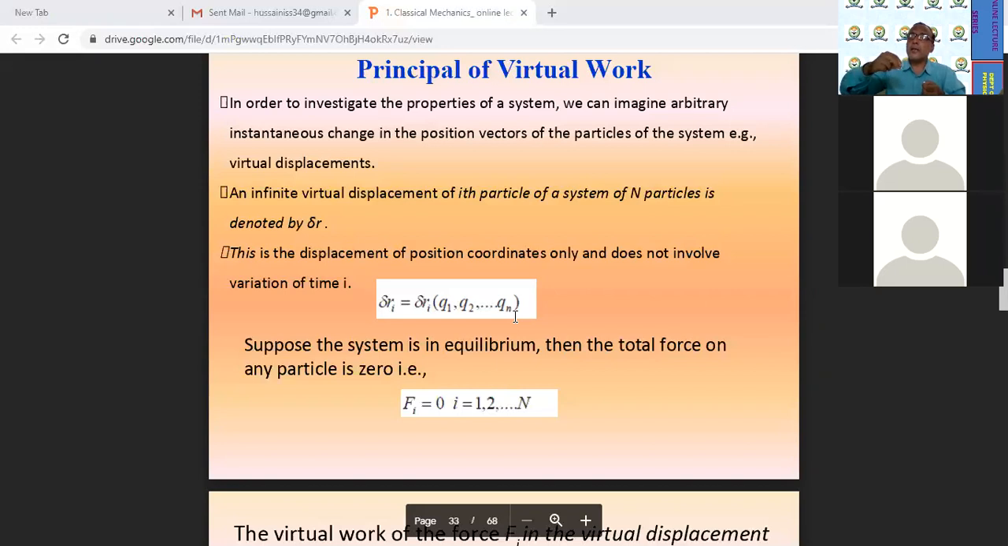For the first particle the radius vector is r1. For the second particle the radius vector is r2. For the third particle the radius vector, yeah, position vector is r3. But instead of a single particle, the system is there and it is consisting of many particles. Then the position vector of the ith particle of the many particles can be given. That means at that time the position vector of the particle, it is a virtual displacement.